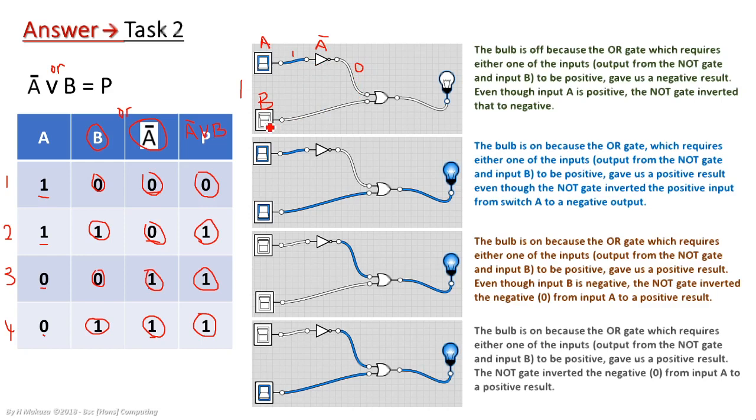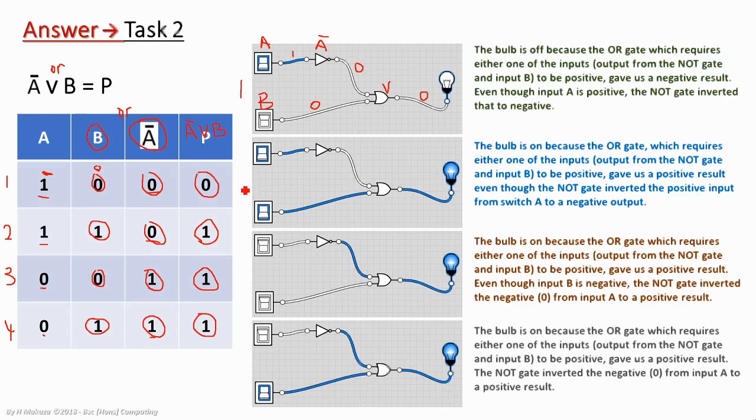And then B is a 0. So we're using an OR gate here, or a plus sign. We have a NOT gate giving us a 0, and we also have B giving us a 0, which is why you see this here. A was converted to 0. So the OR gate will give us a 0 because it doesn't have any positive input. That's why the bulb is off.